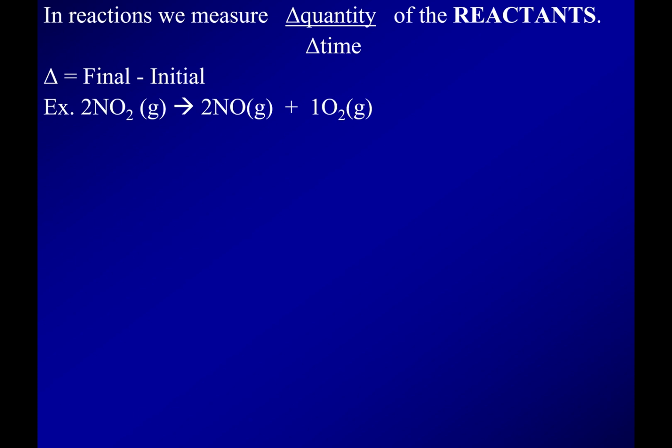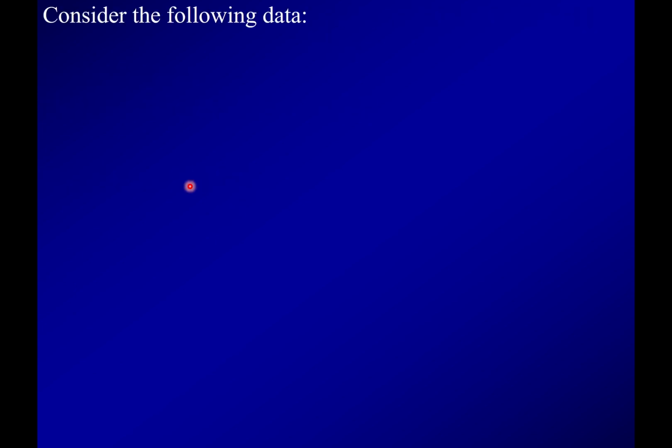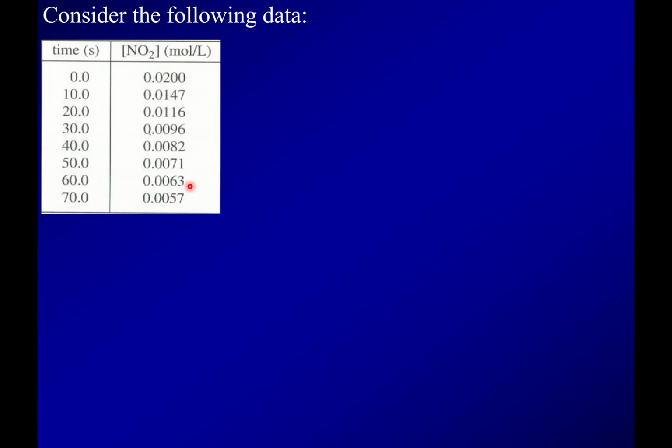So for example, let's take this equation. Notice that our reactant here is NO2. If we did a reaction rate for NO2, it might be something like this. It's a change in quantity over a given period of time. And notice we have a negative sign. It's important because, again, the concentration of the reactant is decreasing. All right, so let's look at some data.